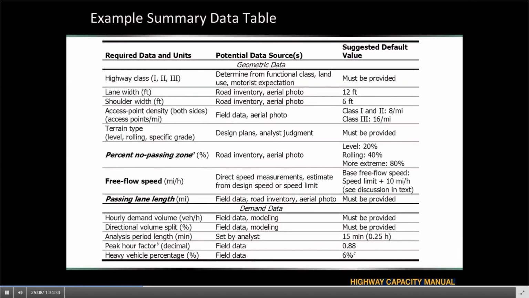Any input shown as "must be provided" cannot be defaulted, and the results are typically highly sensitive to the values provided for these inputs. This table also demonstrates the HCM's flexibility. For a planning analysis of a two-lane highway, only 5 data items must be provided by the analyst, but for an operations analysis, the method is sensitive to 13 different input factors.